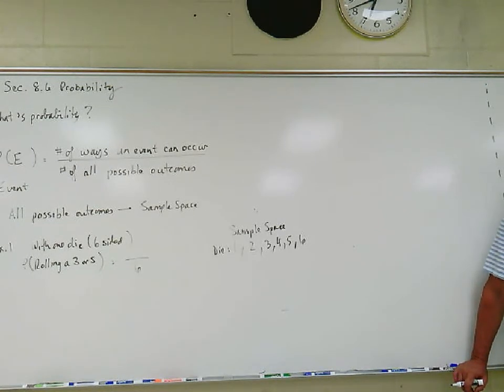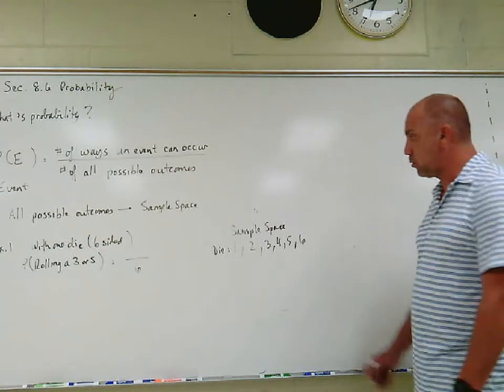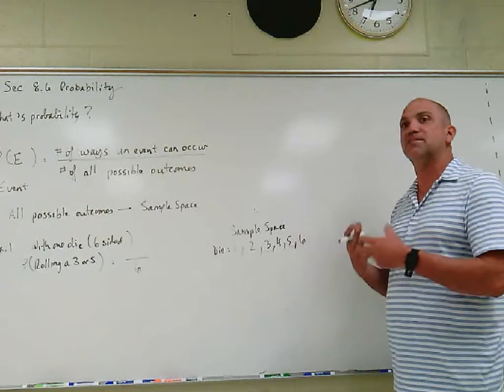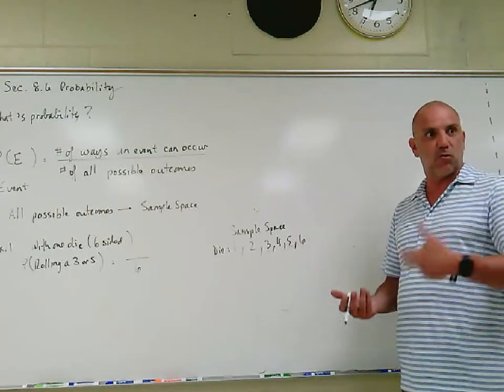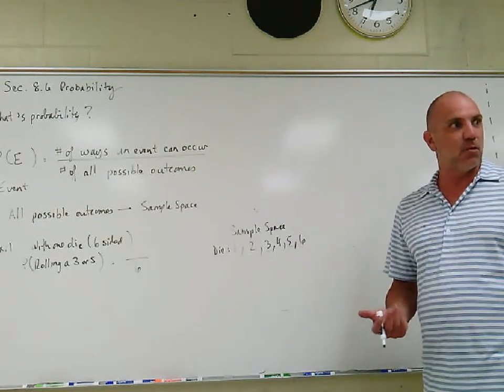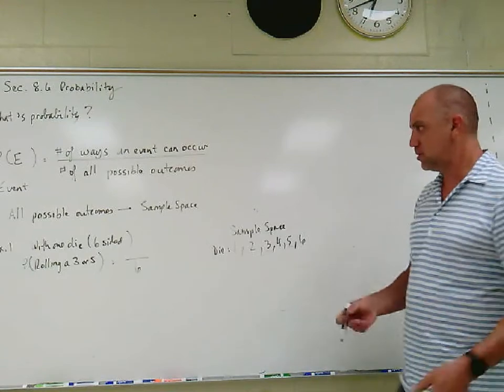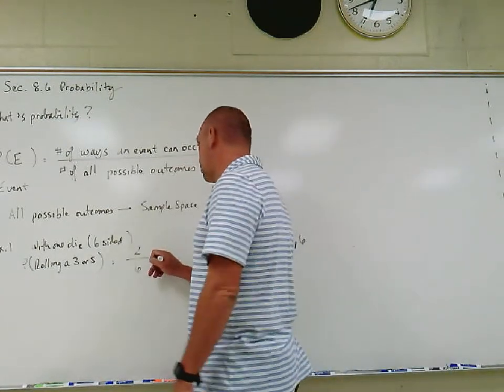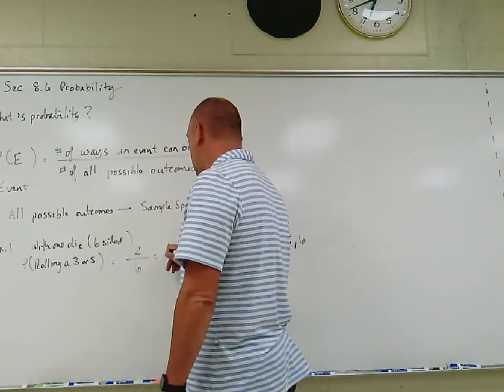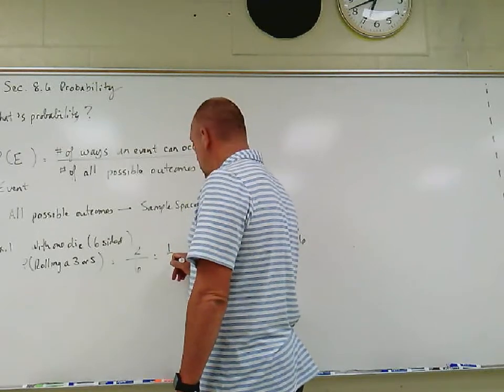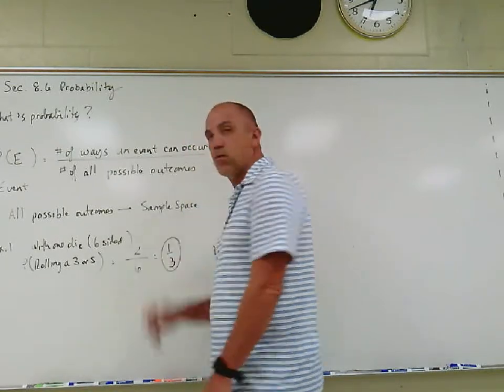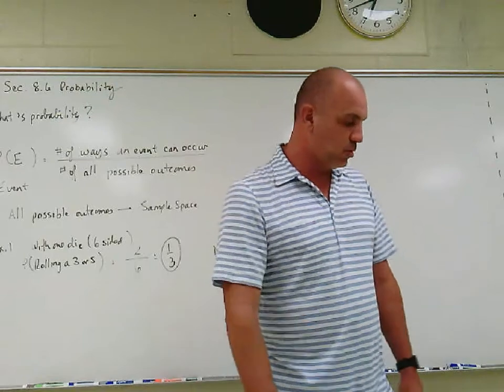Now, how can I roll a 3 or a 5? How many ways can that specific event happen? 2. There you go. Now you won't leave it as 2 over 6. You'll make it 1 over 3. So 1 out of 3 chance to roll a 3 or a 5.